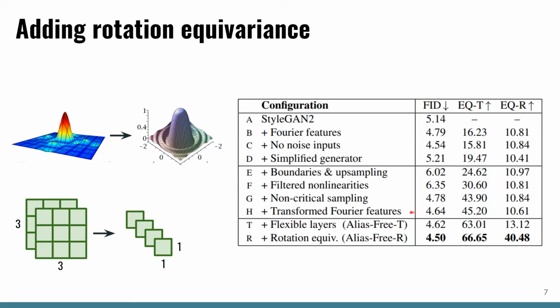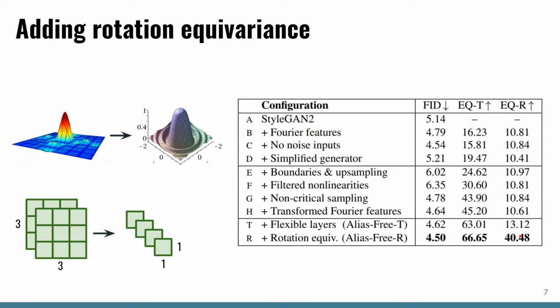And finally, the transformed Fourier features is something that I did not talk about yet, and we can have a look at it in the questions if you want, because I am running out of time very seriously. Okay, let's go over the flexible layers. It's basically kind of the same as the non-critical sampling. I kind of bundled those two together, so no need to spend further time on this. As you can see, the translation equivariance further improves even more.